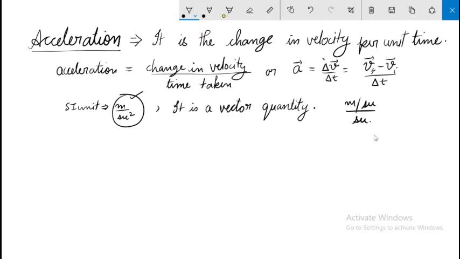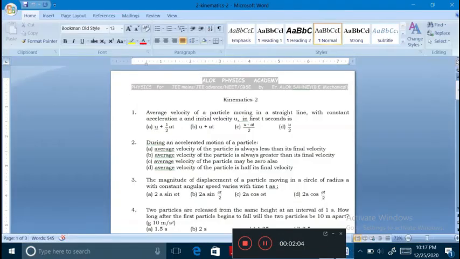As velocity is a vector quantity, therefore acceleration should also be a vector quantity. That means it has both magnitude as well as direction. So now let us try to solve two questions related to acceleration. I have those questions ready with me.